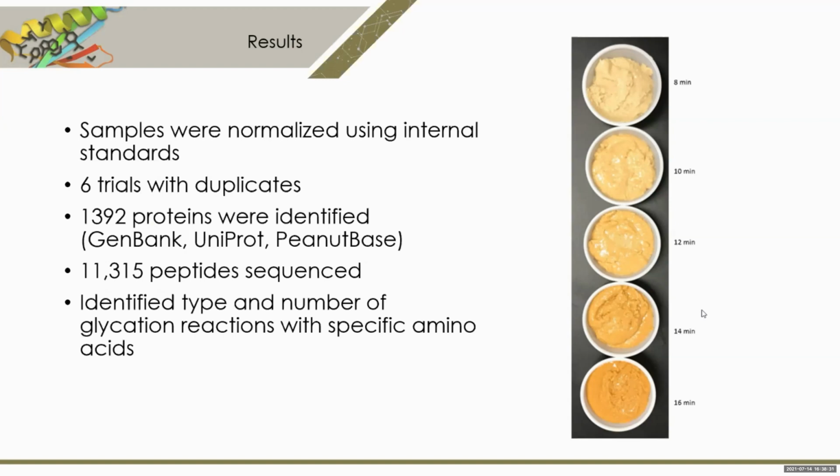We queried the sequences to identify the proteins and cross-referenced 3 different databases listed there, GenBank, UniProt, and PeanutBase. Multiple reaction types were identified and reactive amino acid sugar combinations noted. We identified the types of amino acids most reactive during the roasting process.